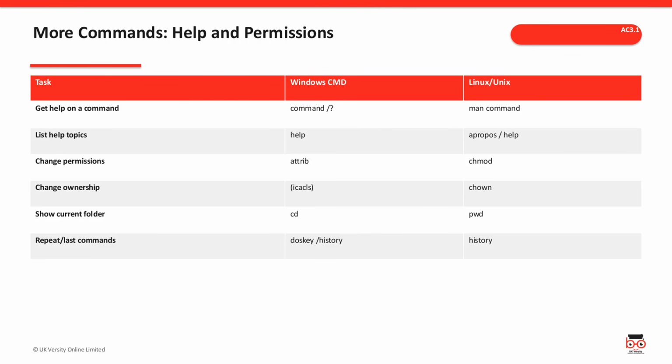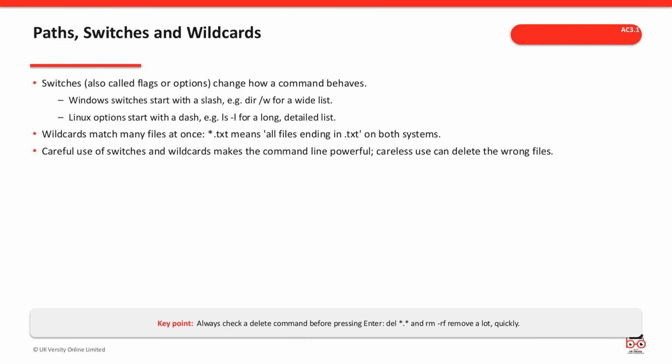There's a handful more worth knowing around help and permissions. For help on a command, Windows takes the command, then /?, while Linux uses man followed by the command name. To change permissions, Windows uses attrib and Linux uses chmod. And to change who owns a file, Linux offers chown. And if you ever forget which commands you've just run, Windows keeps a record through doskey, and Linux simply gives you the history command.